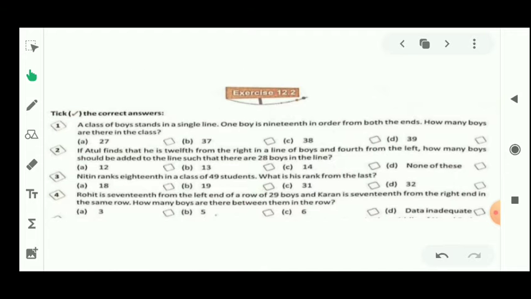The question number 4 is, Rohit is 17th from the left end of a row of 29 boys, and Karan is 17th from the right end in the same row. How many boys are there between them in a row?